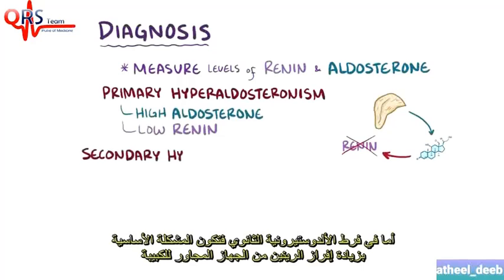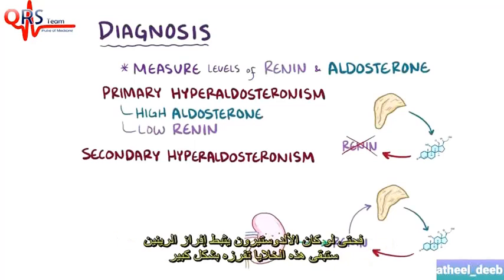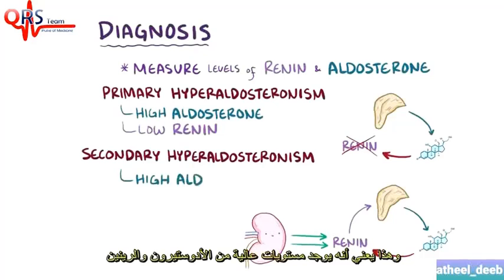In secondary hyperaldosteronism, on the other hand, the main problem is that there's too much renin produced by the juxtaglomerular cells of the kidneys. So even though aldosterone's inhibiting renin secretion, renin production's still being stimulated by those cells. And this means that there's both high levels of aldosterone and high levels of renin.